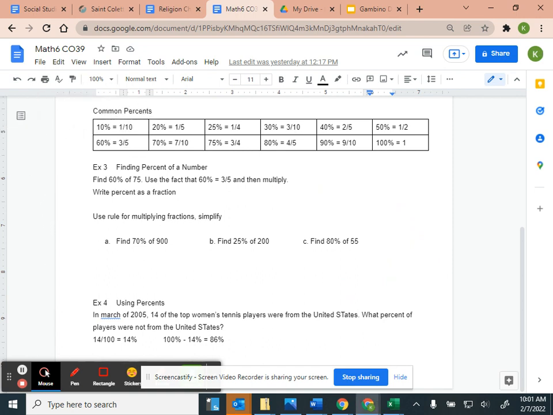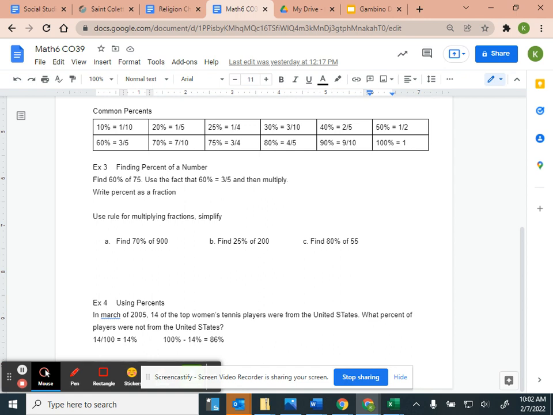And then we have it in word problem form. Same thing, but it's just in a word problem. In March of 2005, 14 of the top women's tennis players were from the United States. What percent of players were not from the United States? So we know 14 were from the United States. We have 14 out of 100, 14%.